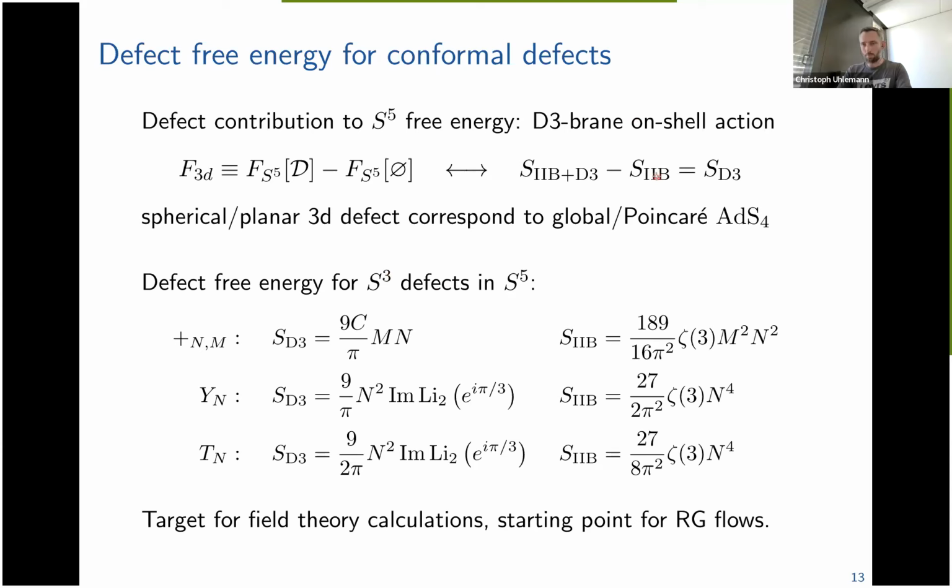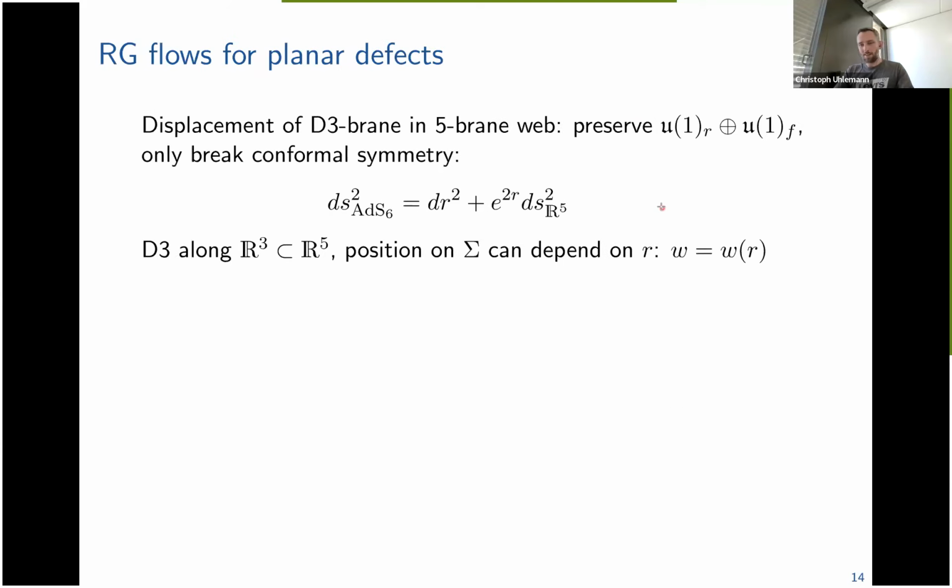But now I want to go where Antoine was already wanting to go. The idea now is we have some idea about conformal defects, and now we want to see if we can also match relevant deformations between the brane web picture and this holographic story. We were looking at a particular class of deformations where we displaced the D3 branes in the 5-brane junction in such a way that the U(1)_R symmetry was preserved and the rotation around the defect was preserved as well. The only thing we broke was conformal symmetry by introducing a length scale. And now we want to do the same thing in the holographic context.